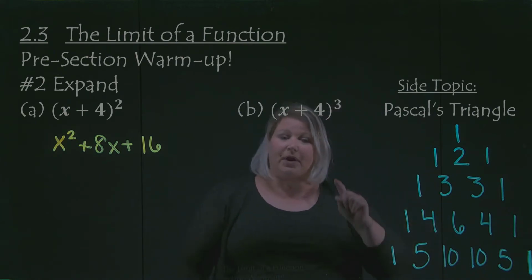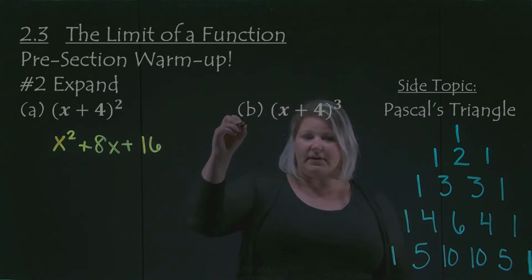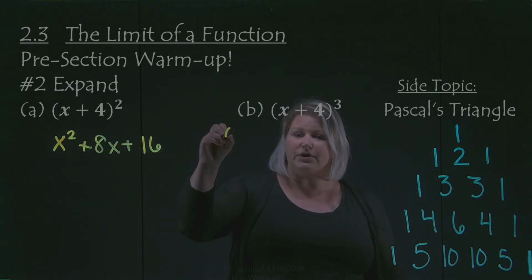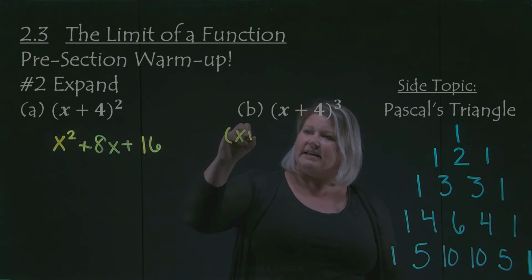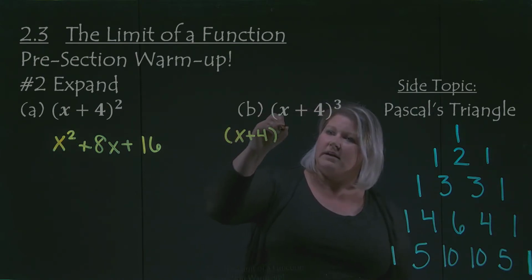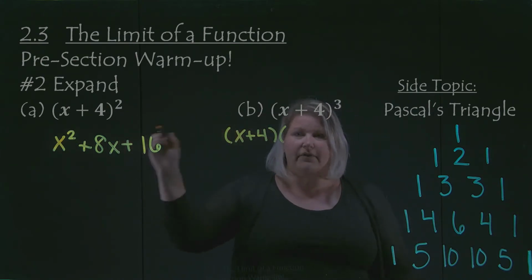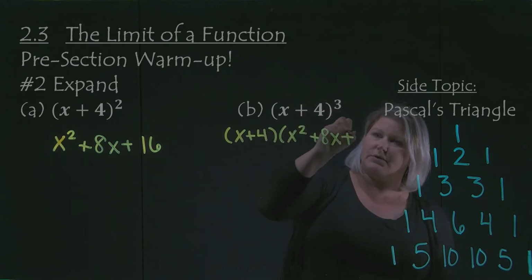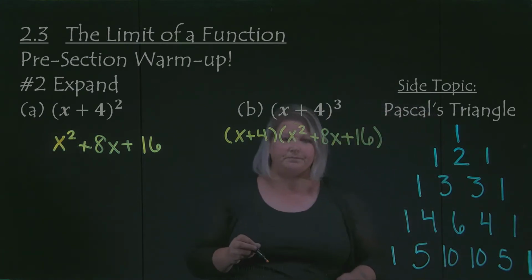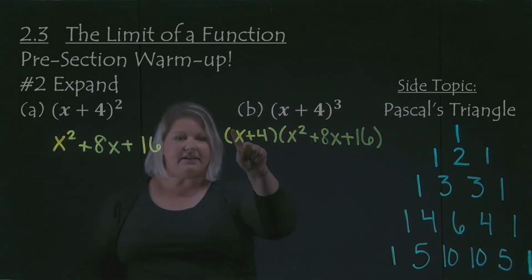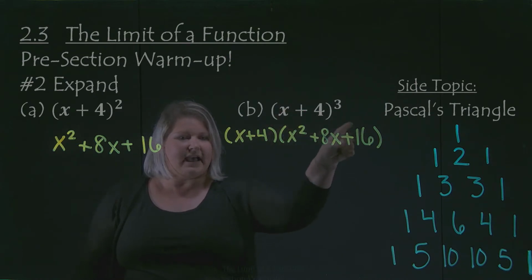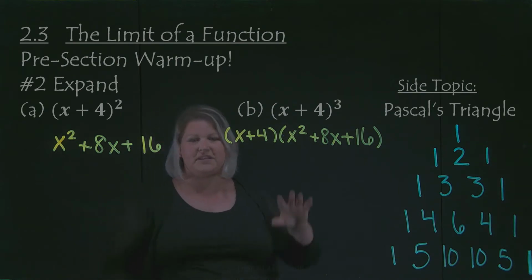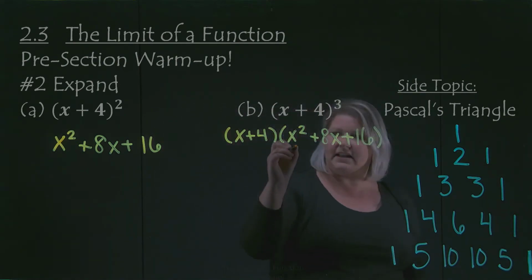All right, now, for this one, if you were doing this one the long way, not the Pascal's triangle way, understand what you would do is you would first think of it like this. Think of it as x plus 4 times what you got over here, x plus 4 squared. So you'd use the results from the previous problem. And then just distribute the x out and distribute the 4 out and combine your like terms and you get your answer.